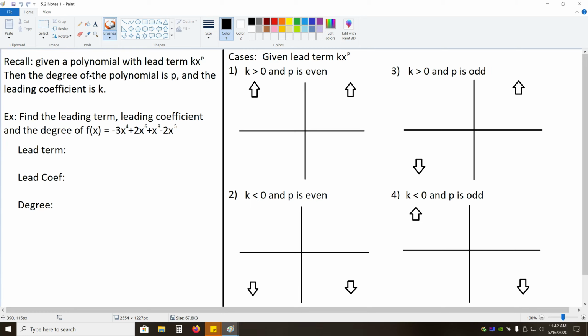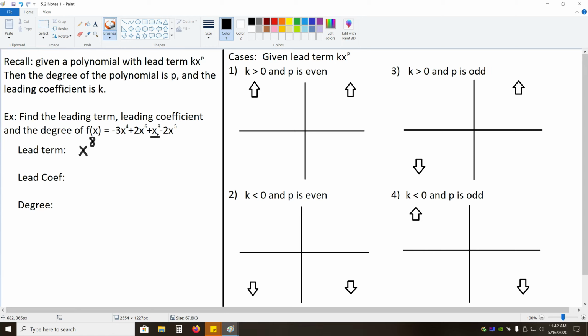Okay, so it's important to remember that the degree of a polynomial is the largest exponent. And that term, the term that contains that degree, is the lead term. So starting off, what is the lead term? Well, it's the one with the largest exponent, which ends up being this x to the 8th power.